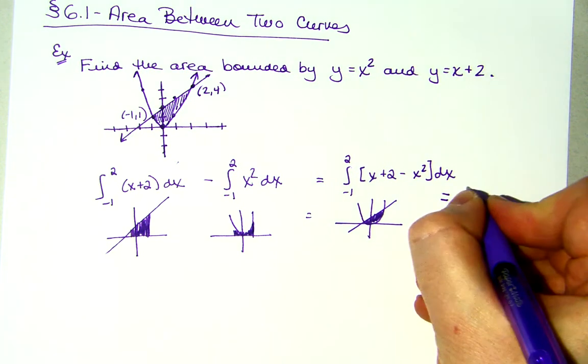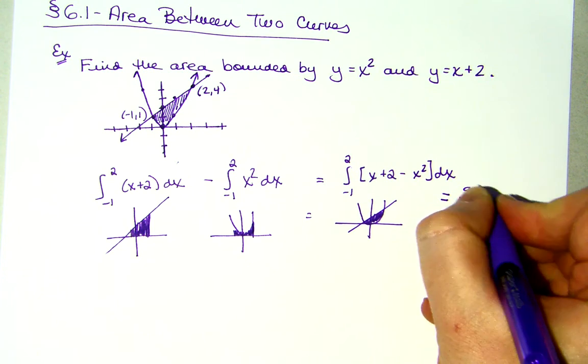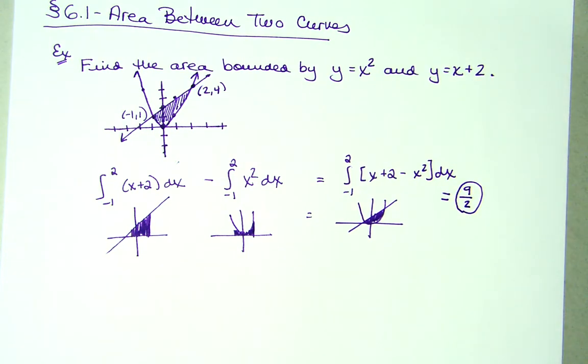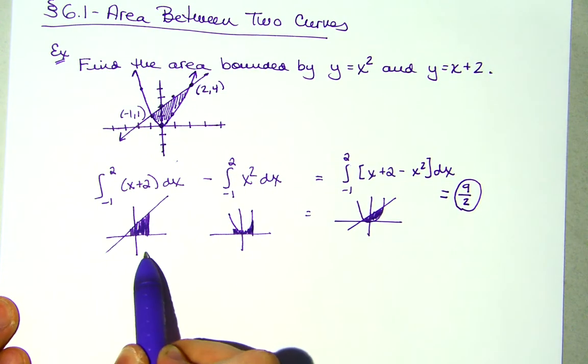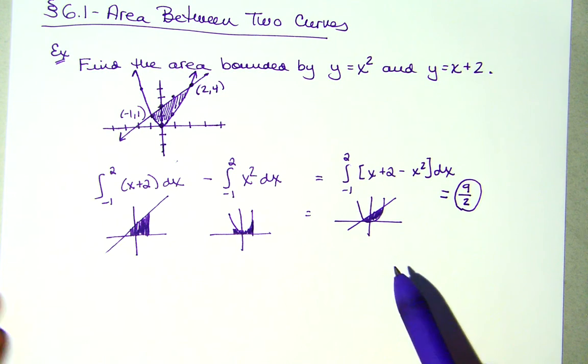4.5 or 9 halves? Because fraction should be underneath decimal. Well, sure. Do we see what's going on here? Too much area. Take something away from it and we get the area we actually want.